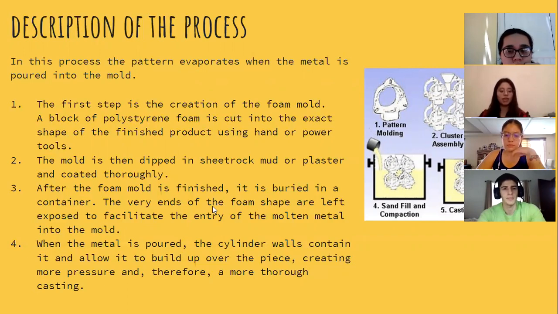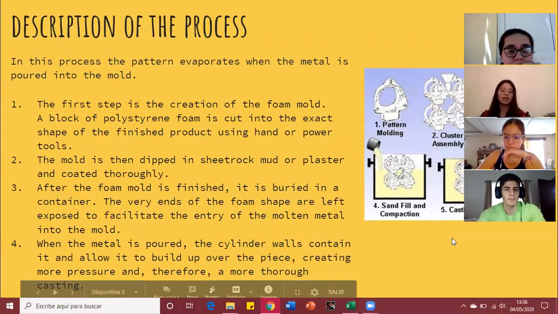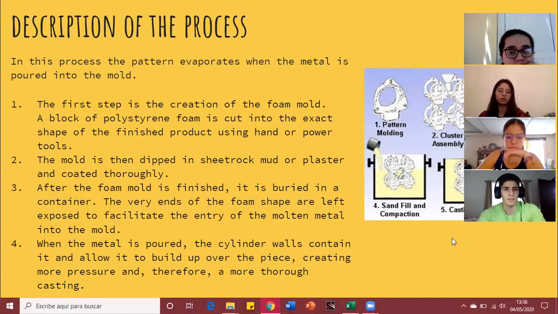Then the very ends of the foam shape are left exposed to facilitate the entry of the molten metal into the mold. Fourth, when the metal is poured, the cylinder walls contain it and it's allowed to build up in the piece, creating more pressure and therefore a more thorough casting.